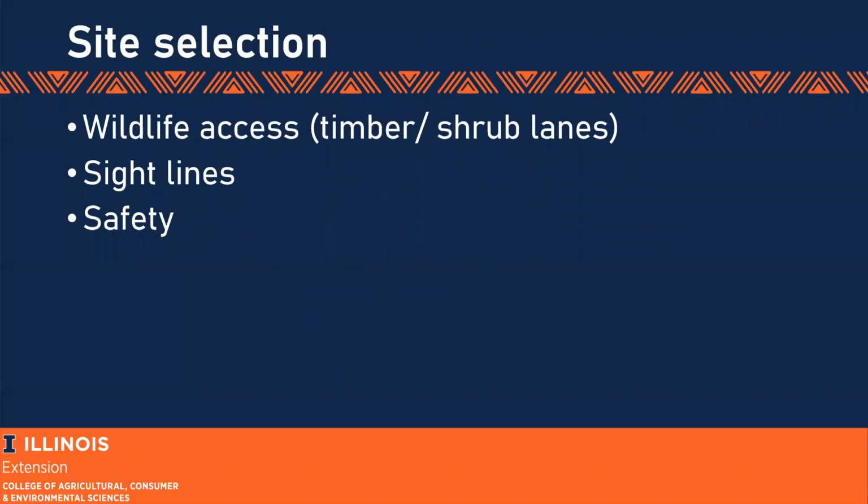So, other pieces of it to think about. If you're designing this for wildlife, and being able to enjoy seeing deer and other animals come up to it, you need to recognize that and think about where your timber lanes or your shrub lanes are, places where the animals can safely, comfortably get fairly close to the pond, or feel like they can go out to the pond and get a drink and then get back into cover if they need to.